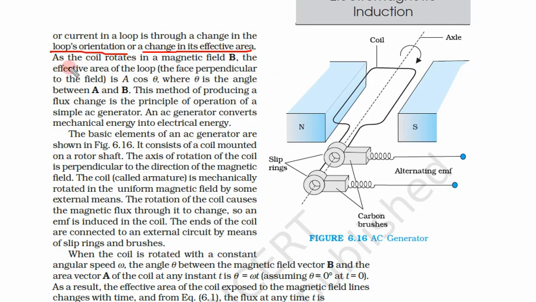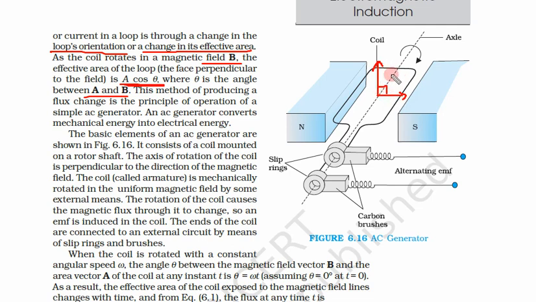As the coil rotates in a magnetic field B, so this is the magnetic field B, and the coil is rotating in this, the effective area of the loop is changing as A cos theta. So this becomes A cos theta, where A is the area of the loop and theta is the angle between A and B. Right now, if you see the angle between A and B, the vector A is in this direction, the magnetic field is in this direction. So the angle is 90 degrees.